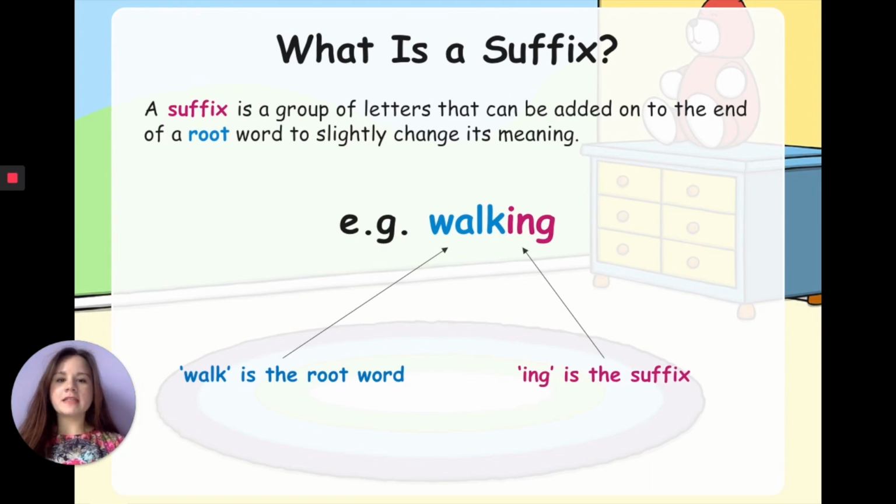So what is a suffix? A suffix is a group of letters that can be added onto the end of a root word to slightly change its meaning. Here we have the word walking and the root word is walk. That's our action. And then the suffix is ing because we are adding ing onto the end of our word. So we could have the word walk and then we can change it with our suffix to be walking.